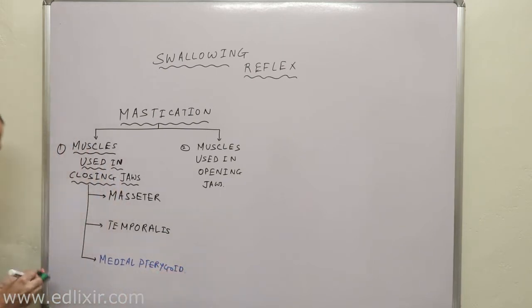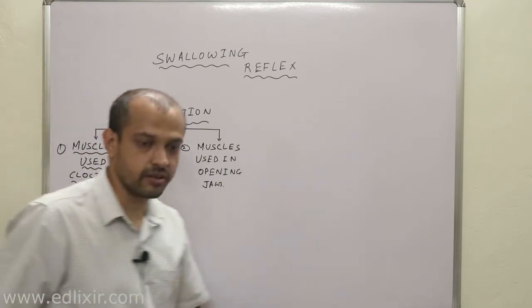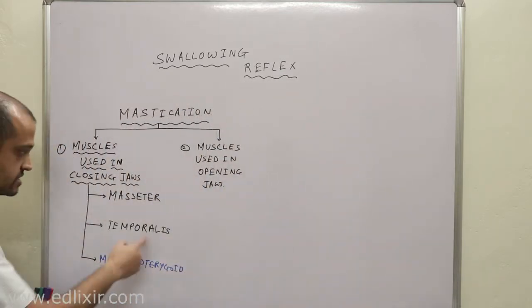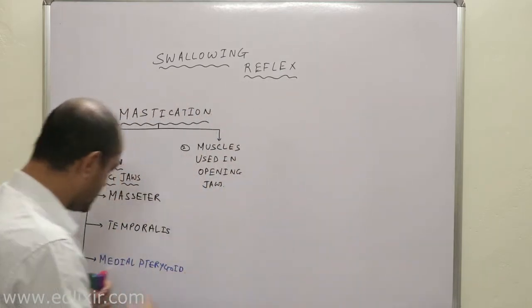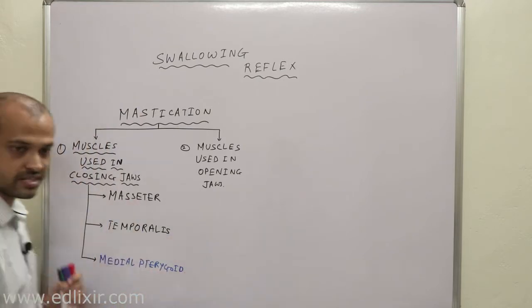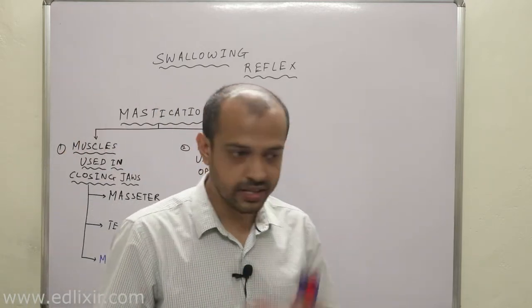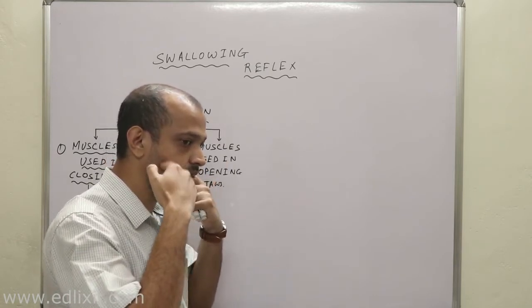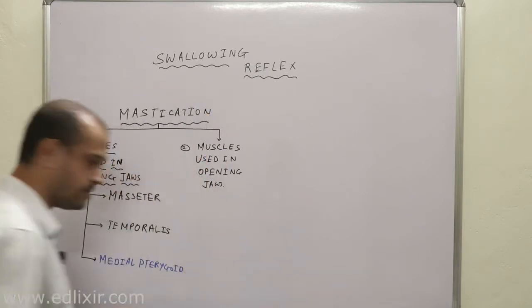Now listen. Actually, there are lateral pterygoids and medial pterygoids. The basic difference between the masseter, temporalis and the pterygoid muscles is that you cannot feel the pterygoids. Why? Because these pterygoid muscles are deep inside the masseter. Therefore, you cannot feel them. Clear? Suppose this is your masseter; deep down there is the medial pterygoid.